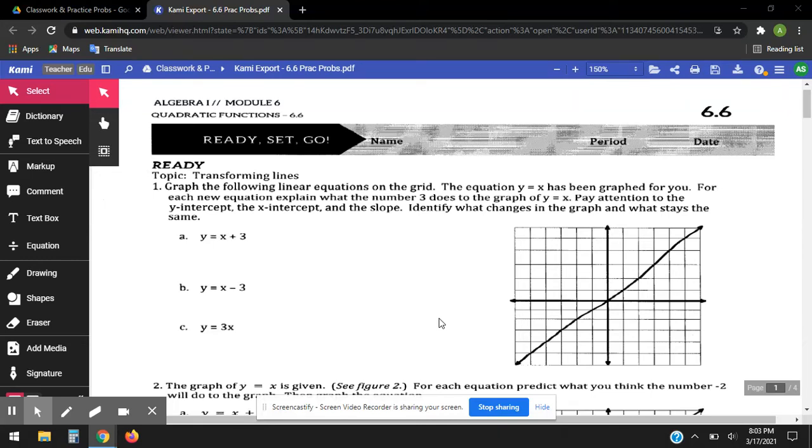Hi, this is Algebra 1, Module 6, Lesson 6, the practice problems. We are seeing how lines are transformed given the different equations we have here.